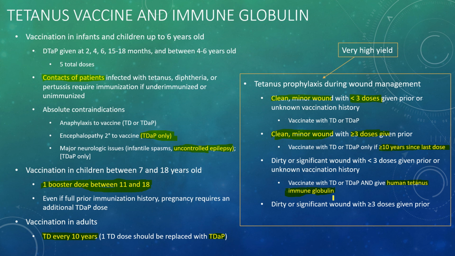And what if you have a dirty or significant wound with greater than 3 doses given in the past? That's when you give the vaccine only if it's been more than 5 years since the last dose. So if they have good vaccination history and a dirty wound, vaccinate if it's been more than 5 years. So if they got a dose 7 years ago and they have this kind of wound, they need to be vaccinated.